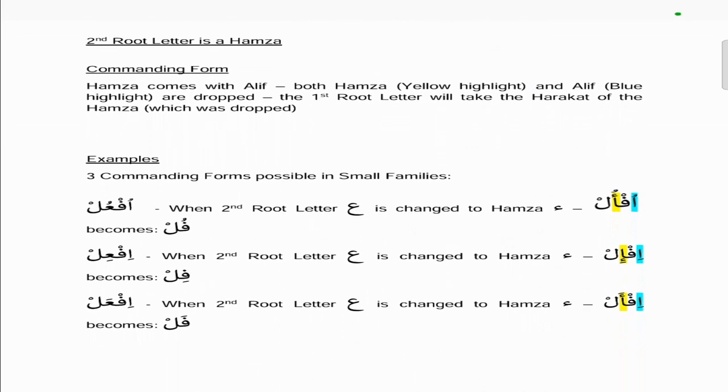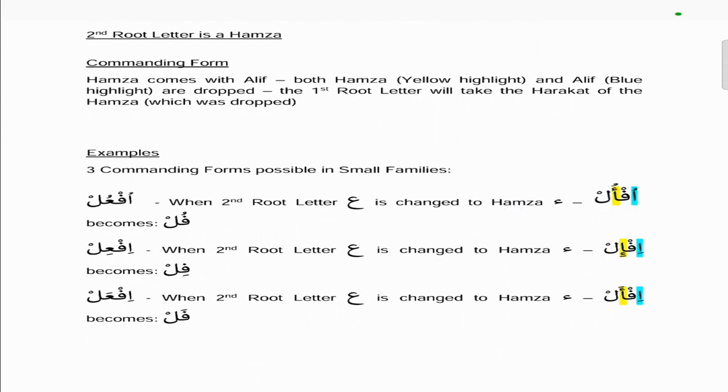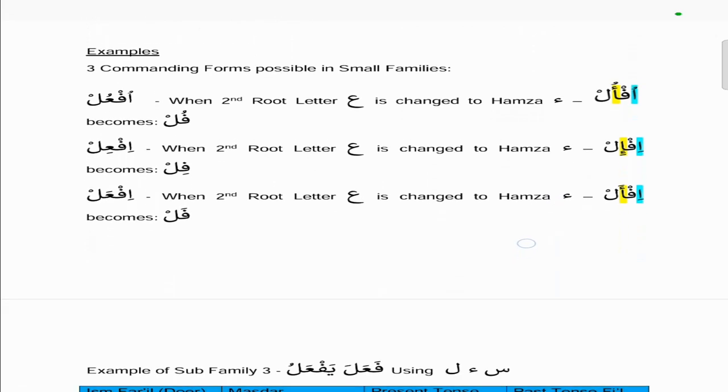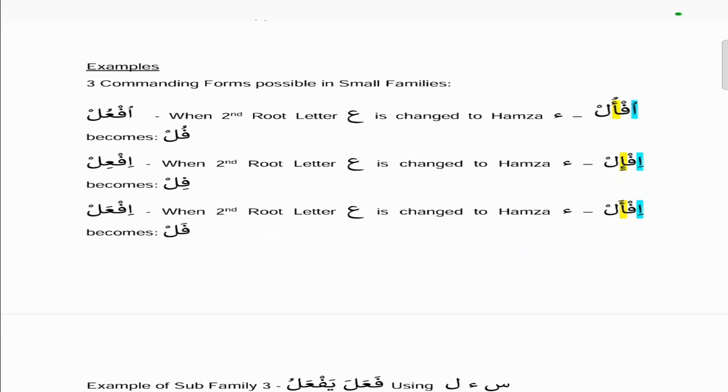So, second root letter is a hamza. When the second root letter is a hamza, in the commanding form, the hamza comes with an alif. Both the hamza, which is highlighted yellow below, and we'll go through it in a second, and the alif, which is highlighted blue, are both dropped. The first root letter will take the harakat of the hamza, which was dropped. So let's explain that. Again, in the small families, there are three different possible commanding forms.